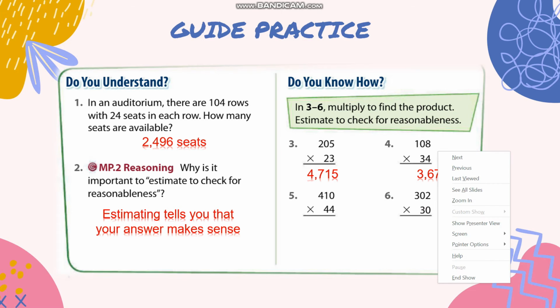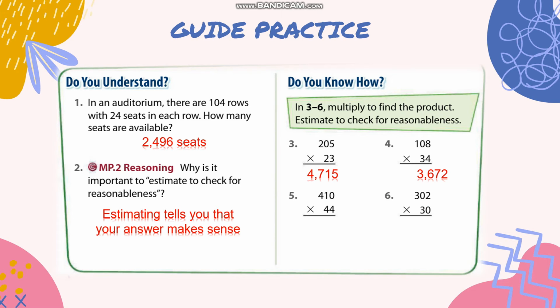Next, let's proceed to question number 5. 4 times 0 is 0, 4 times 1 is 4, 4 times 4 is 16. Then I need to put 0. So since they are the same, I'll just copy 0, 4, 6, and 1.